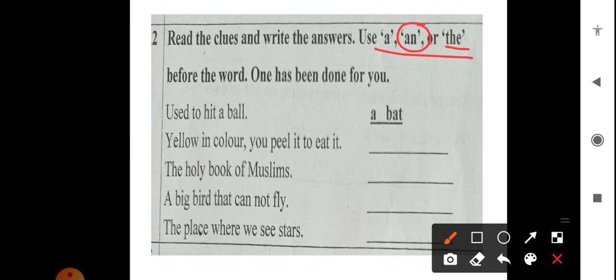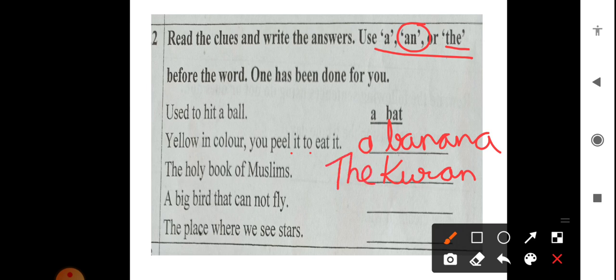Used to hit a ball, a bat. Yellow in color, you peel it to eat it. What is that, children? Banana. Okay, that's yellow in color. So, a banana. The holy book of Muslims. We have holy books, like in Hindu we have Ramayana, Bhagavad Gita. That way Muslims follow a book that is the Quran. But now children, there is only one Quran, so that will be the Quran. We are talking about a particular thing here, the Quran.